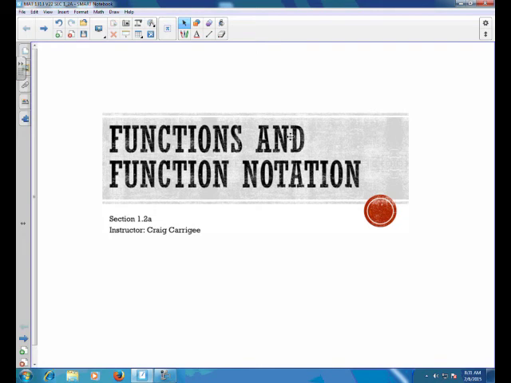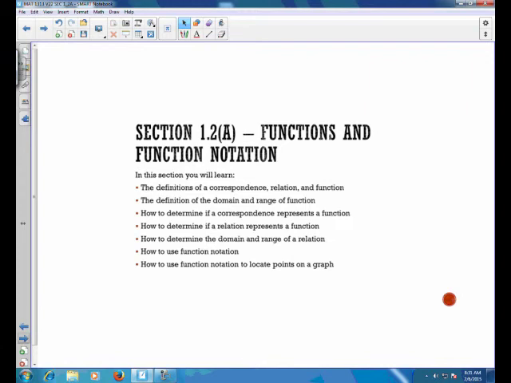Today we're going to talk about functions and function notation. In this lesson, we're going to talk about the definitions of a correspondence, a relation, and a function, the definition of the domain and range of a function, how to determine if a correspondence represents a function, or if a relation represents a function, how to determine the domain and range of a relation, how to use function notation, and then how to use function notation to locate points on a graph.